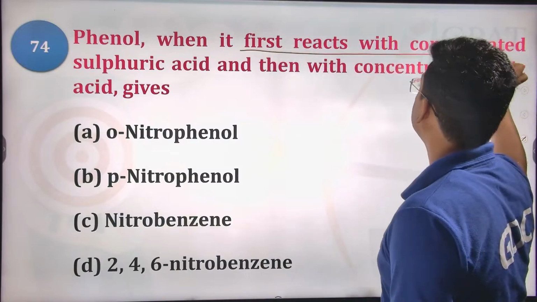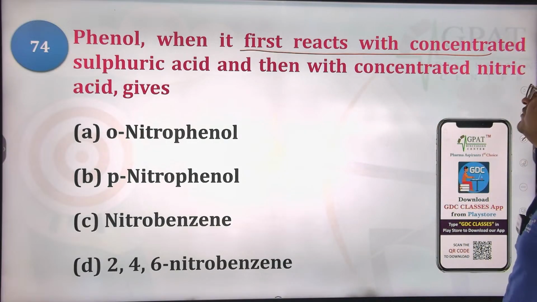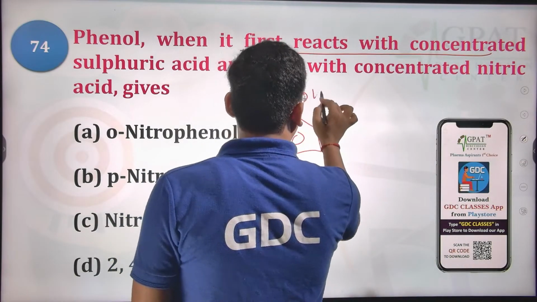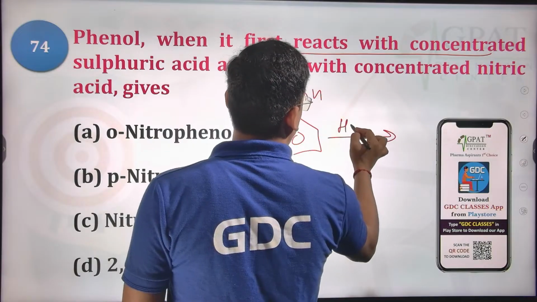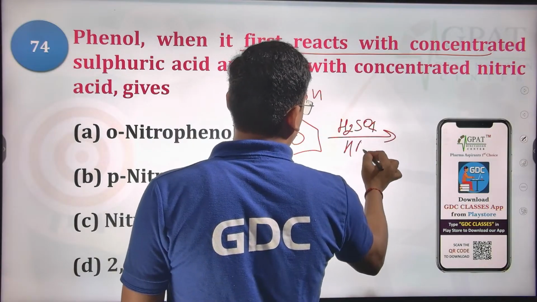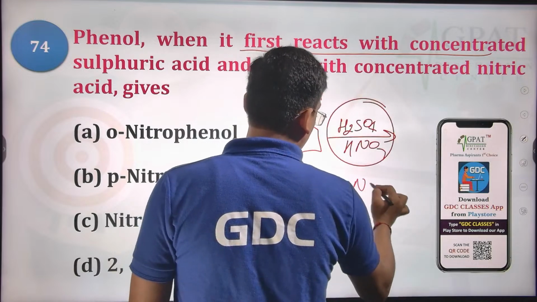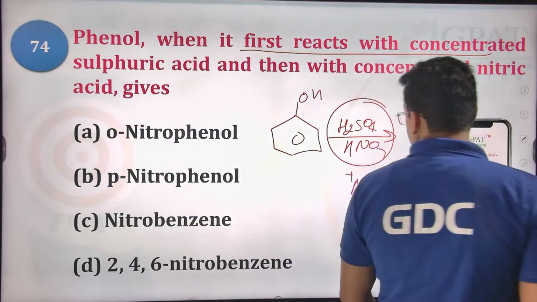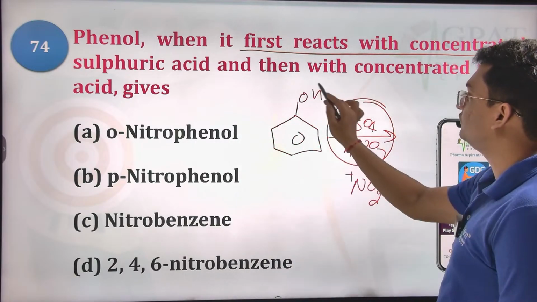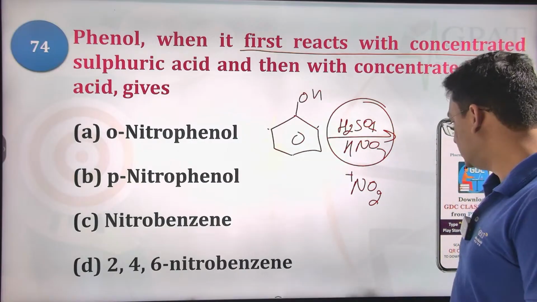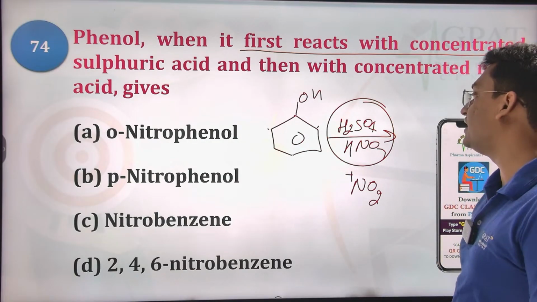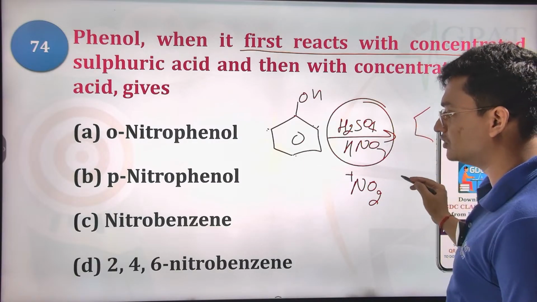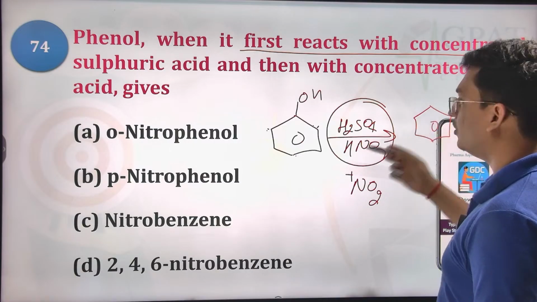Phenol reacts first with concentrated sulfuric acid and then with concentrated nitric acid. So we are having phenol in the presence of concentrated H2SO4 and HNO3. This basically gives you the NO2 electrophile. That is a nitrating mixture. It's a nitro electrophile that gives nitration on the phenol. Phenol is an ortho para directing group, so this NO2 electrophile will add either at the ortho or para positions. Both options are here.